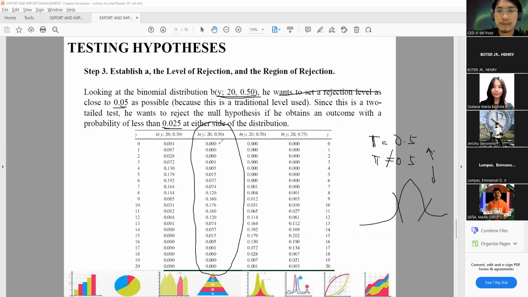So, kung titingnan natin dito, alin dyan ang 0.025 hanggang dito. Sa baba naman, 0.025 is until here.